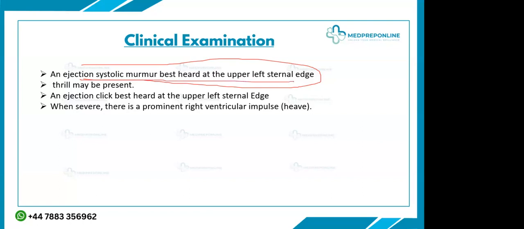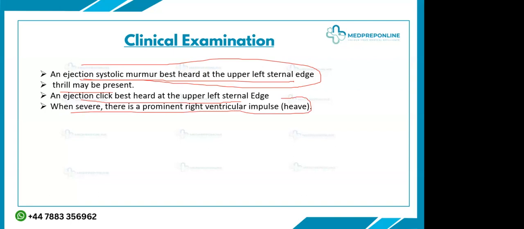And this is the other differential of the ejection systolic murmur, which is best heard at the upper left sternal border. This is the differential of the ejection systolic murmur which we have in the ASD, but there will be no wide fixed splitting of S2. You need to remember that there may be a thrill present, best heard at the upper left sternal border. And when it is severe, there may be right ventricular hypertrophy along with that, and you will see a left parasternal heave.